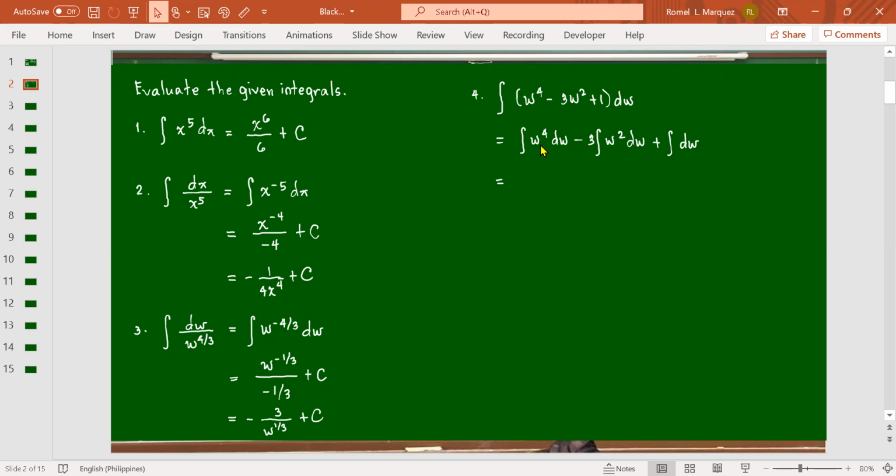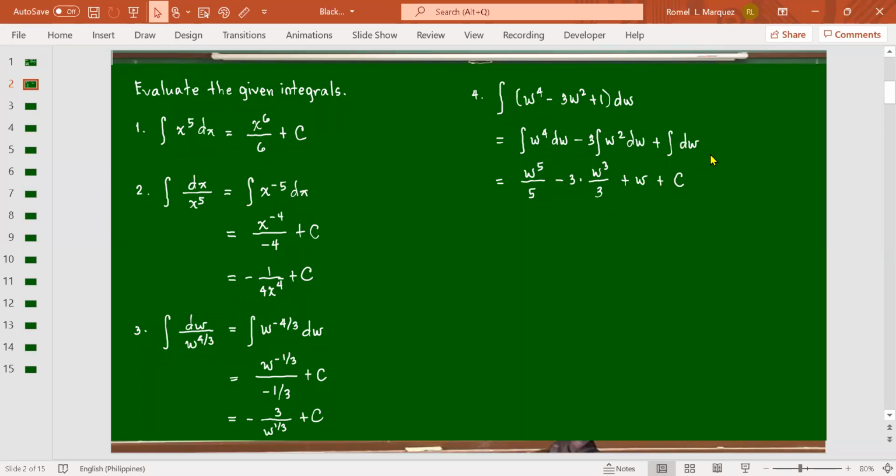So what is the integral of w to the 4th dw? This now takes the form of a simple power, no? W to the n plus 1, so w to the 5th over n plus 1, so over 5, minus 3 times. What about w squared dw? What is the integral? W to the 3rd over 3. And then the last one, the integral of dw is simply w, because the differential of w is dw. Then plus the constant of integration.